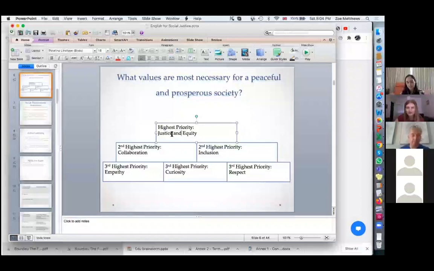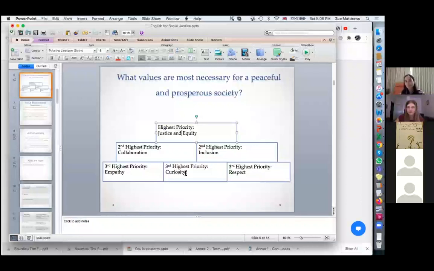And then following suit would be collaboration and inclusion, which is very closely linked anyway. And obviously you need empathy for all of those things: empathy, respect, and curiosity. I suppose curiosity is about wanting to grow, right? Wanting to learn more about other people. Is that right? Yeah, that's how I imagine it. Interest and a willingness to find out more about other people.